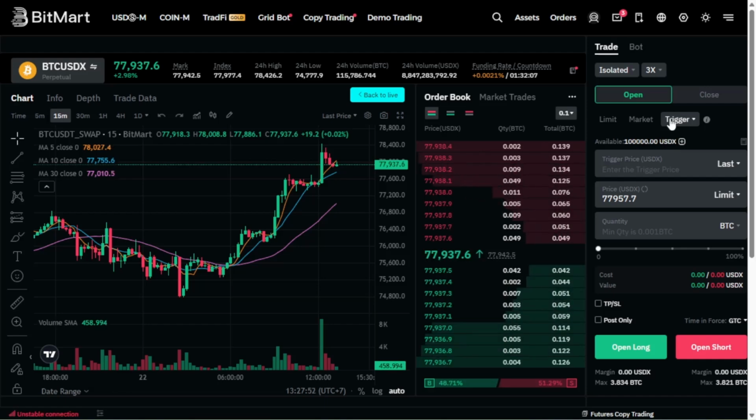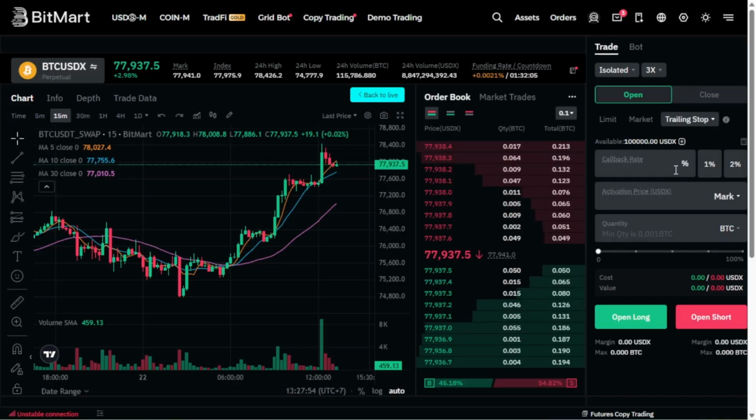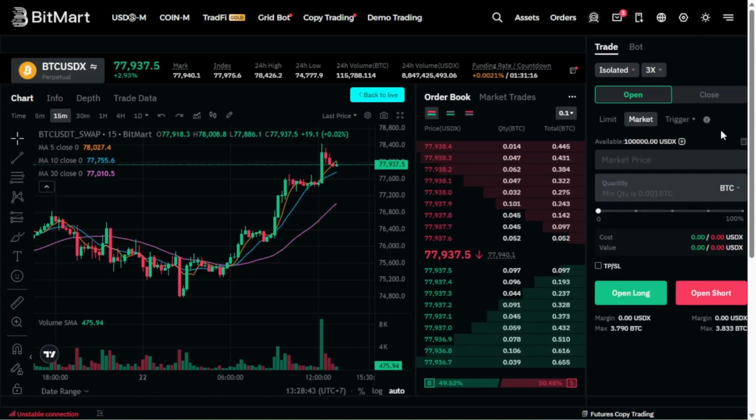And lastly, we have a trailing stop. A trailing stop order is a dynamic stop loss that moves with the price as it goes in your favor. If the price reverses by a set amount, it automatically closes your trade, helping you lock in profits while managing your risk.